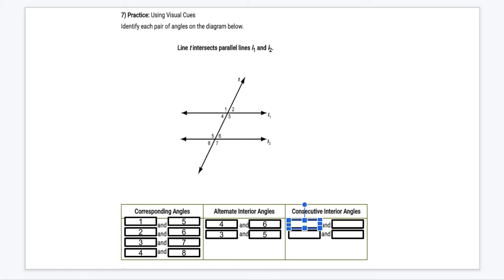So if I pick 4 as my first interior angle, my consecutive interior angle to it would be not adjacent to 4, so it can't be 3. It's going to be on the same side of the transversal, so I'm looking at angle 5 as my consecutive interior angle. Now I'm going to choose angle 3, and same kind of thing, same side of my transversal, and not adjacent to angle 3, so I'm looking at angle 6.